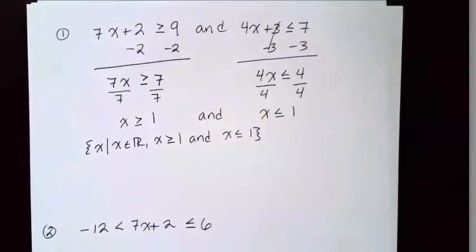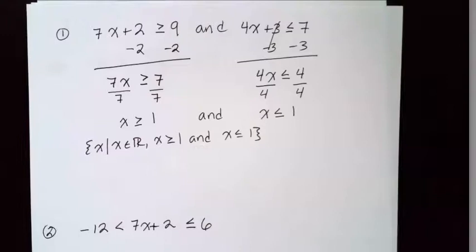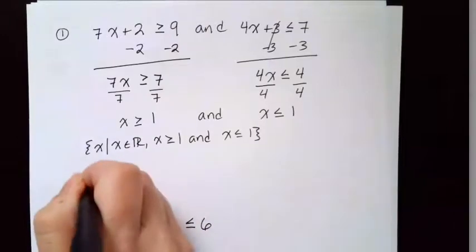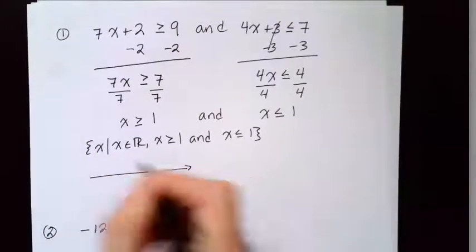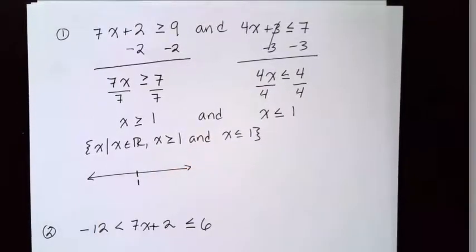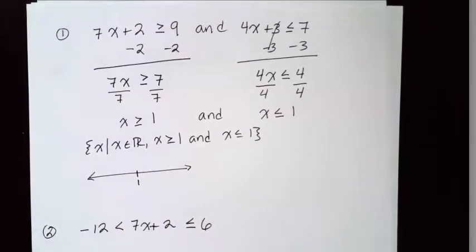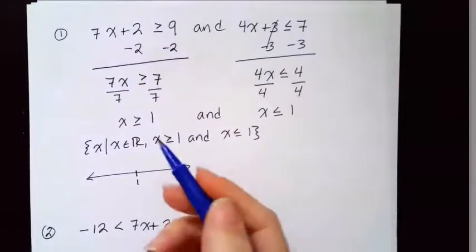Now that's a little funky, so let's do the graph. We might be able to simplify this a little bit. So let's take a look at the graph. I only have one number, 1. One side says x is greater than or equal to 1. The other side says x is less than or equal to 1. So if I were to graph those both on the same number line, but think about where they overlap, I would have the following.